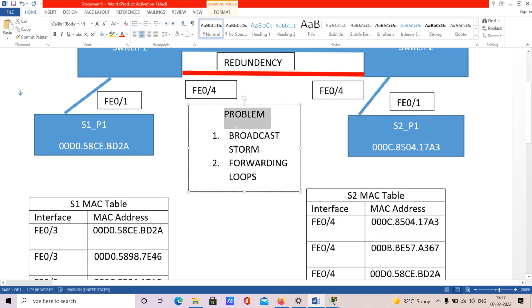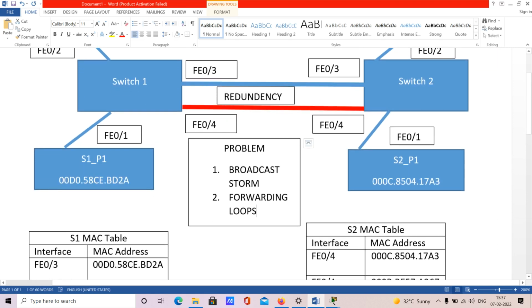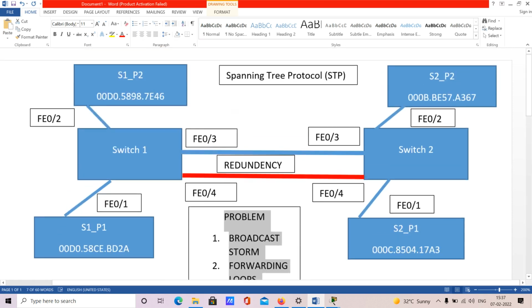which occur because of redundancy, but we need redundancy because we cannot trust the network. We want some sort of flexibility in this. If one fails, immediately the backup plan should be running. But we also have to find a solution for this. Now in order to overcome these problems, we are following the concept of spanning tree protocol.